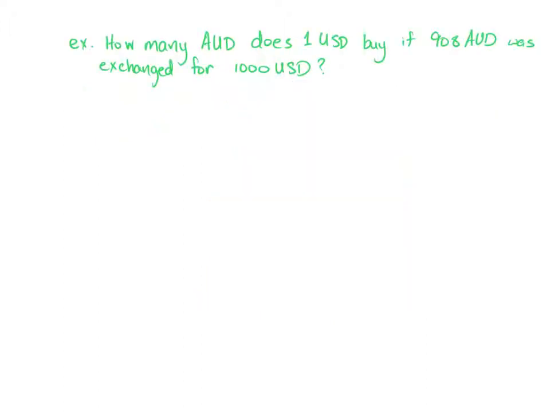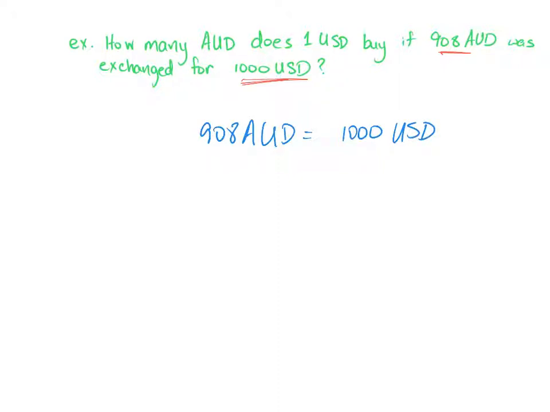Okay, so in this question, I flipped it a little bit. I actually gave you how much money you got in the exchange, and I'm asking you for the exchange rate. So you want to write down what you know in the problem. We know that 908 Australian dollars gives us 1,000 US dollars. So we can write that down: 908 AUD equals 1,000 USD.